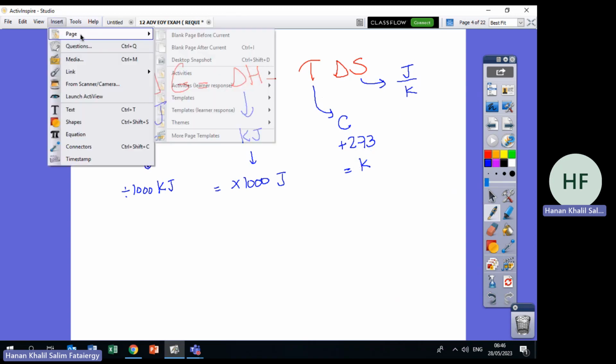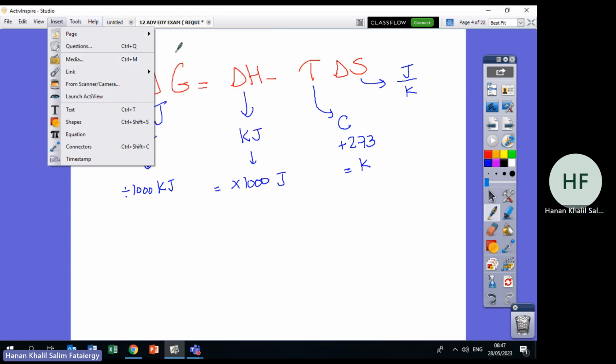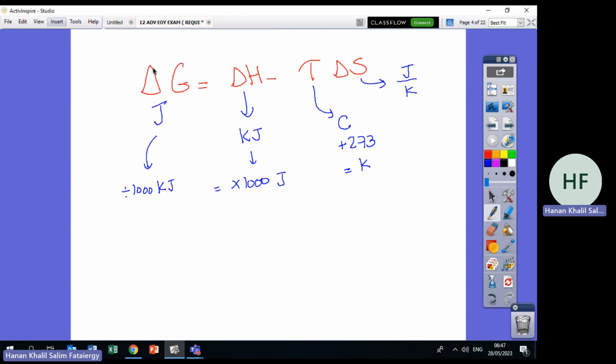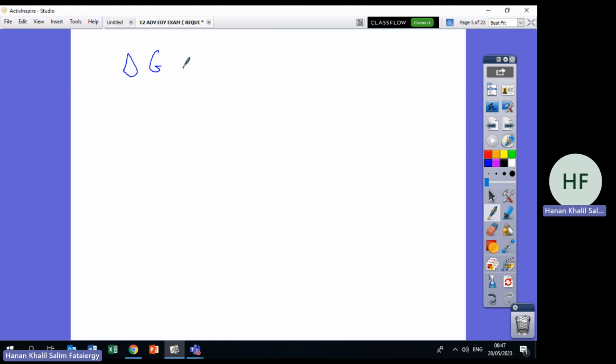Last thing you need to know in this lesson is the significance of delta G. If delta G is positive, this means that we need energy to do the work. So if we need energy to do the work, this means that the work will not be done alone. This means the reaction is non-spontaneous.